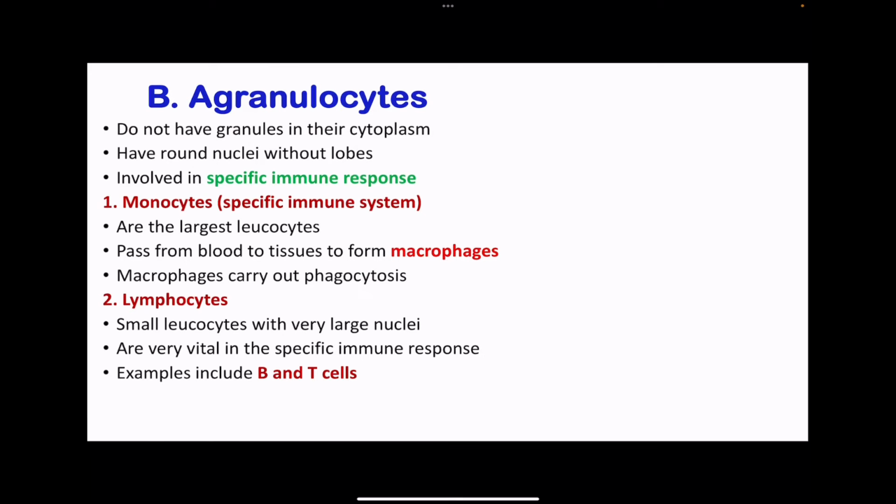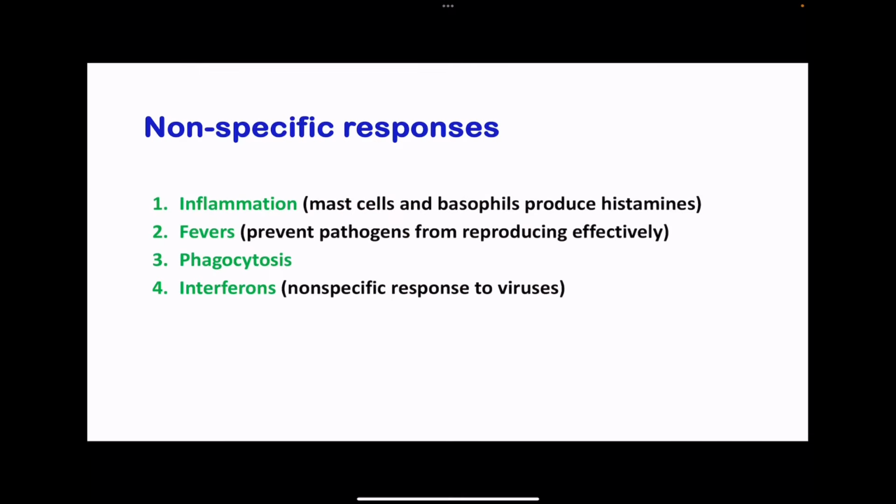Moving on to agranulocytes, these do not have granules in their cytoplasm, and they do not have lobed nuclei. They are mainly involved in the specific immune response. They include the monocytes, like I already said. These are the largest of the leukocytes, and they pass through tissues to become macrophages, and these participate in phagocytosis. The lymphocytes are also leukocytes, and these have very large nuclei. They participate in specific immune response because they become B cells as well as T cells.